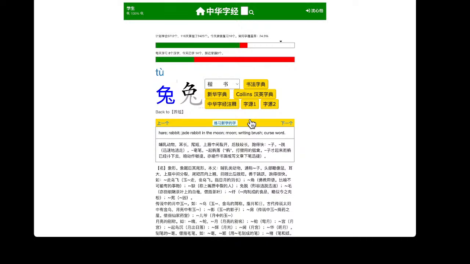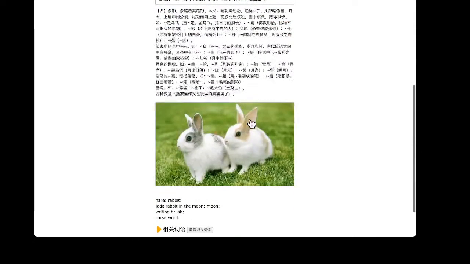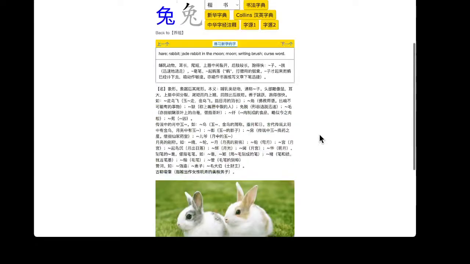Writing brush. That's because some writing brushes, some calligraphy brushes, are made from rabbit hair. Curse word. What? I'm not sure what that's about. Two chance. Two wild apple. Yeah, I don't really know what that's about.